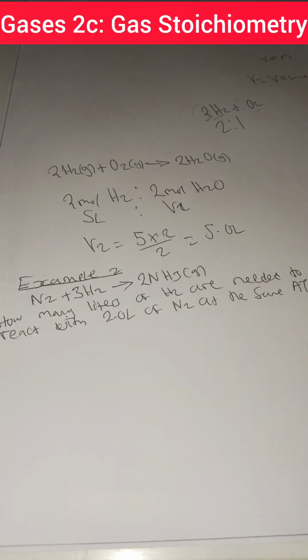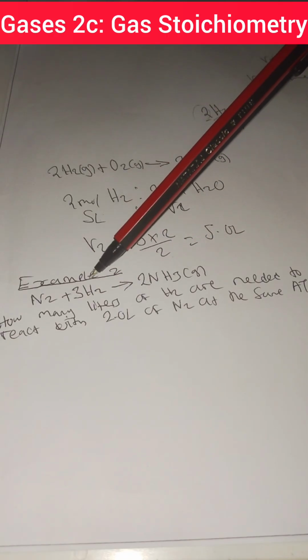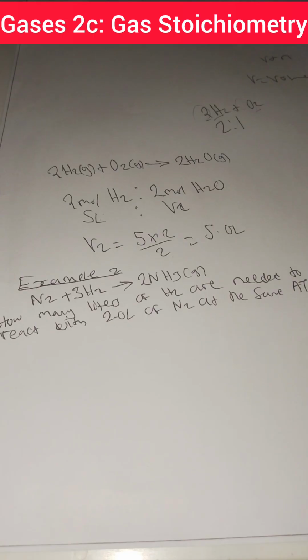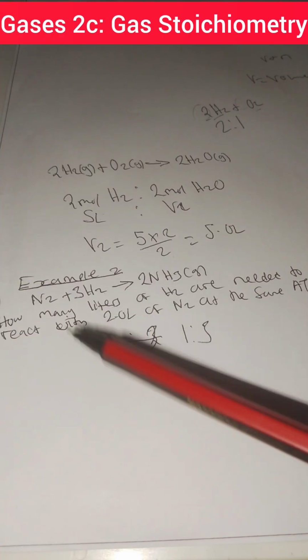Here is the second question. We have nitrogen plus hydrogen reacting to produce ammonia, 2NH3. They are asking how many liters of hydrogen are needed to react with 2 liters of nitrogen at the same temperature and pressure. As I said earlier, they can also ask in another way, about the reactants. We have been given the liters of nitrogen, and we need the volume of hydrogen. We put the mole ratios first. The mole ratio is 1 to 3. 1 is for nitrogen, and 3 is for H2.